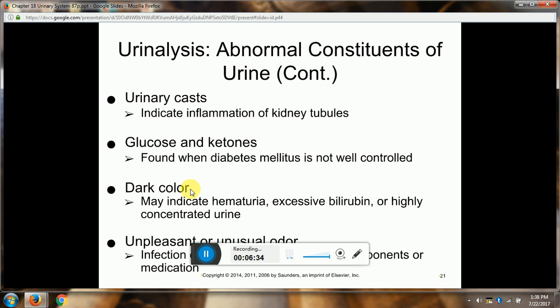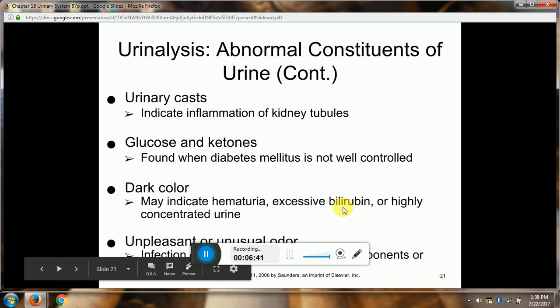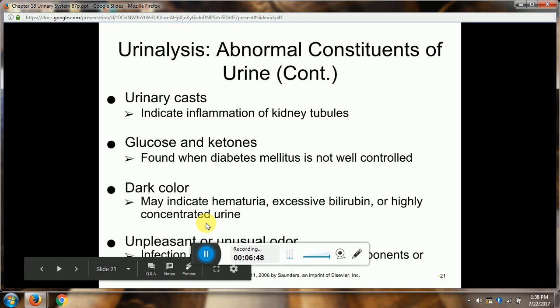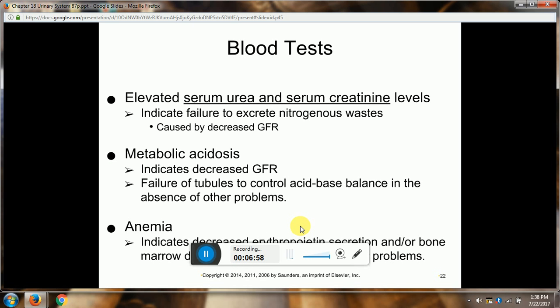Darker urine color could indicate blood, so it could be hematuria. It could indicate that the person has jaundice and has too much bilirubin in their system that is leaking into the urine. Or it could just mean the person is dehydrated and their urine is highly concentrated. An unpleasant or unusual odor could be because of infection in the urinary system. Sometimes some medications or even different kinds of food can change the smell of urine.